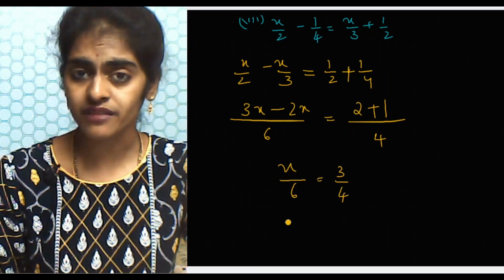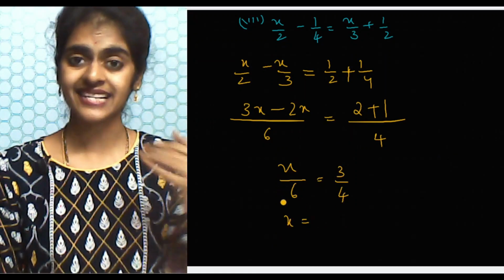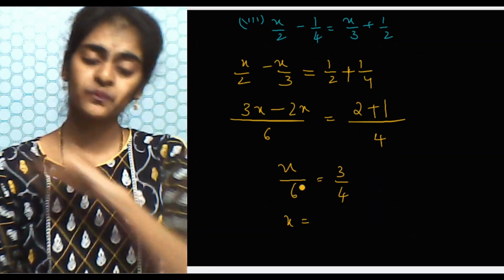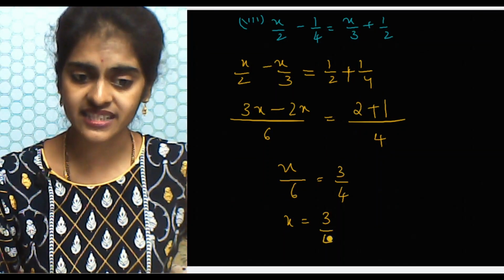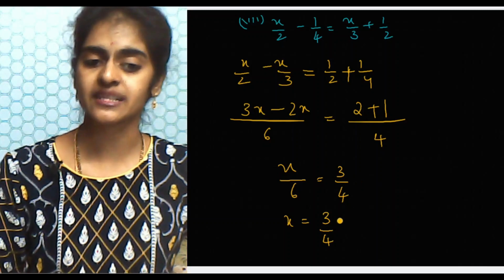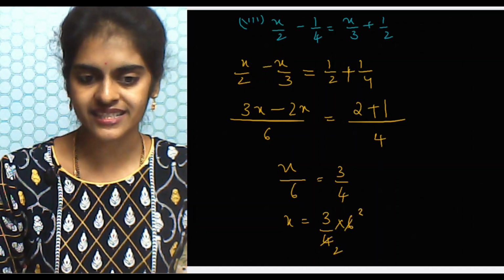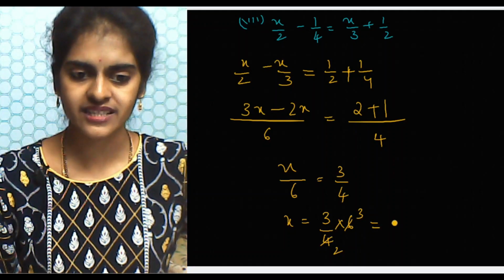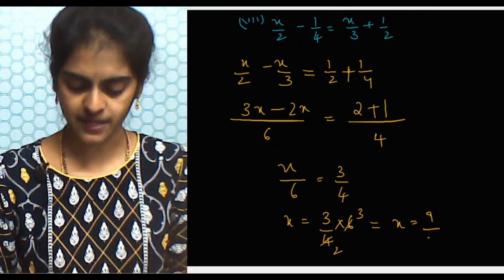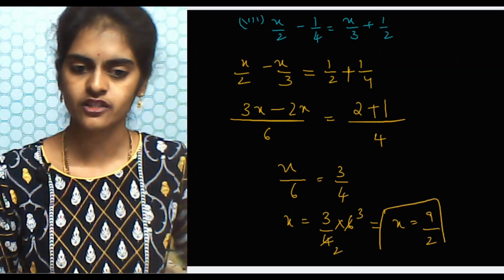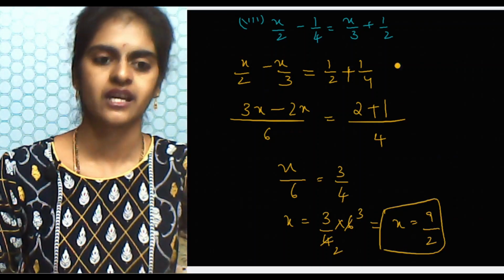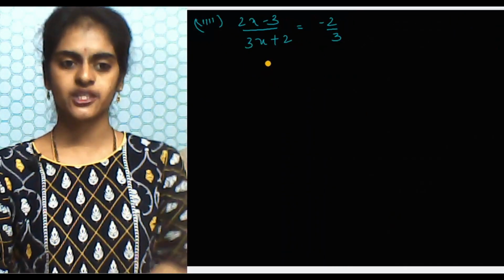I want the value of x. So 6 is extra here. Let me send the 6 to RHS. Here 6 is in division, transposing it to RHS, it becomes multiplication. So 2 2s are 4, 2 3s are 6. So x is nothing but 9 by 2. Okay, so this is the final answer. Come on, let us move on to the next one now.